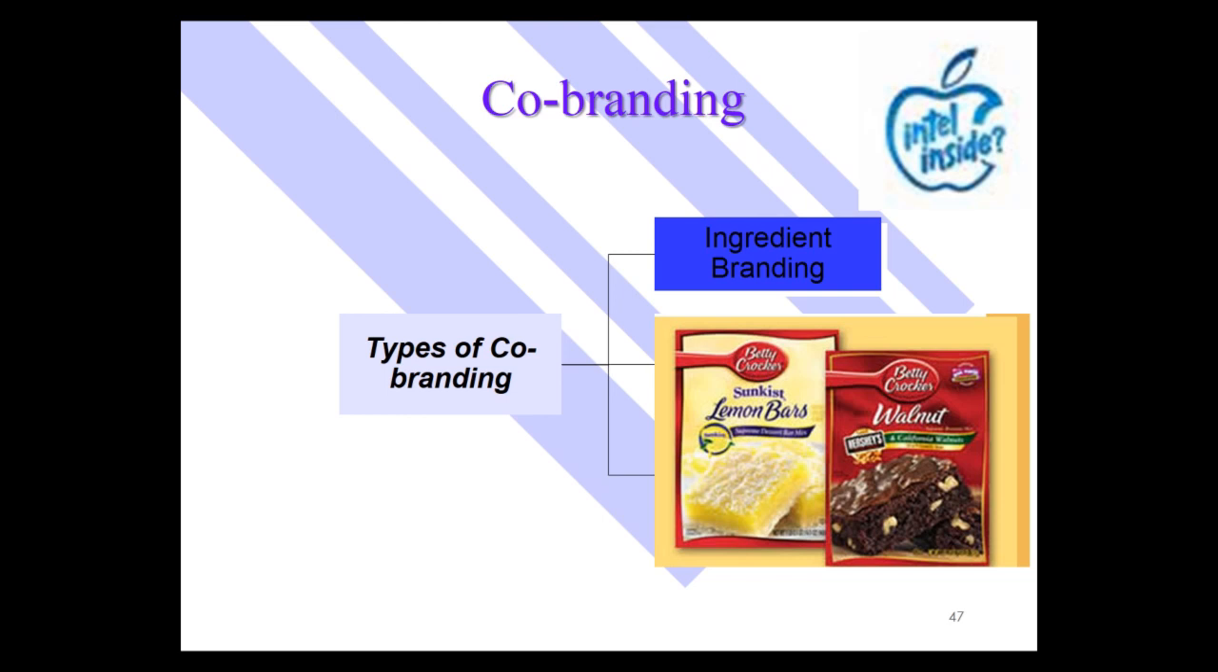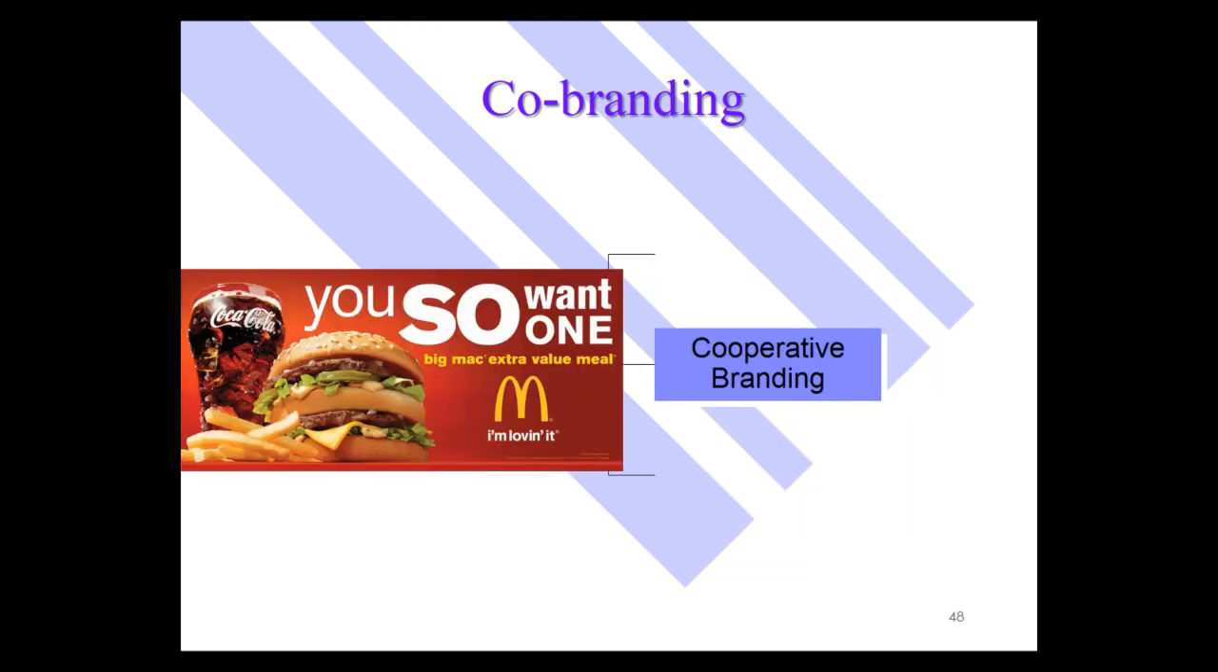Lenovo, and so on. Here's another example of co-branding, cooperative branding, where Coke and McDonald's get together and jointly pay for some advertising, but that is also complementary branding because Coke and McDonald's hamburgers go well together.